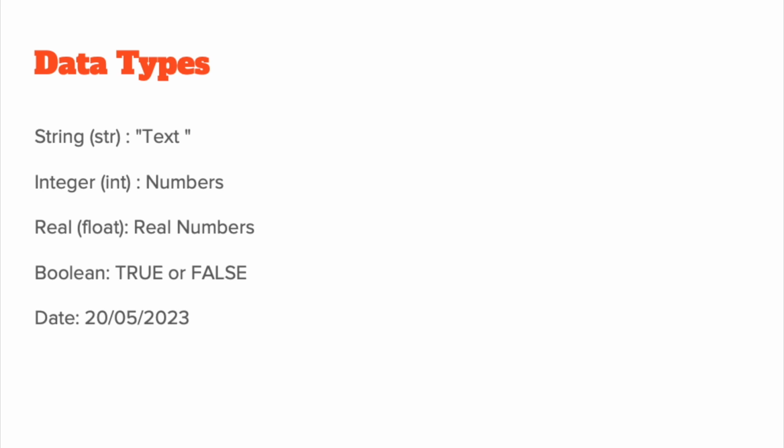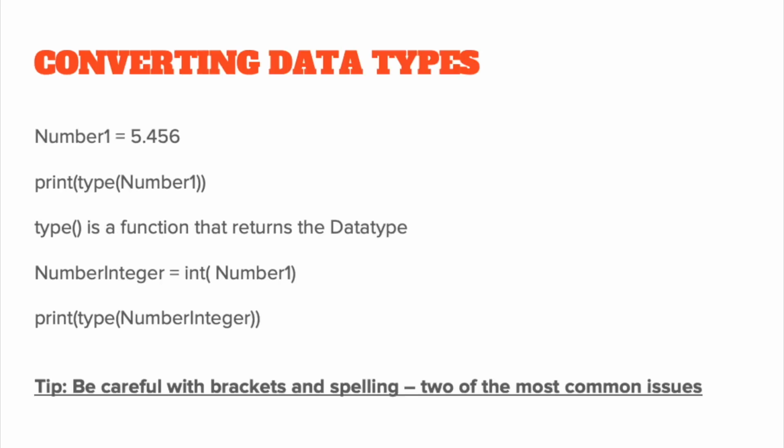Now you can convert a data type from one to the other, or you can find out what the data type of a particular variable is if you don't know that. So here you can see number1 is assigned the value 5.456, and the very eagle-eyed will probably automatically know that's a float or real. But if you don't know what that is, you can just simply type the statement print(type(number1)). type is a function that is built into Python and returns the data type. Now if you remember your functions and procedures, functions always return something, so therefore this is a function.